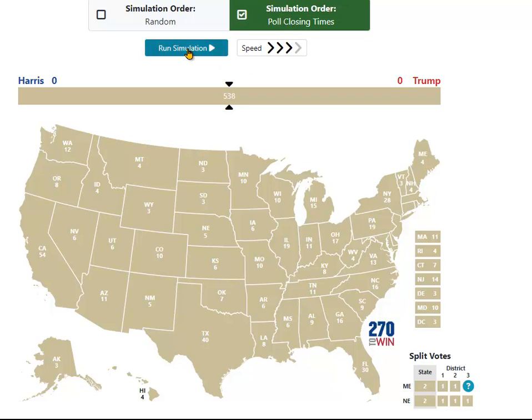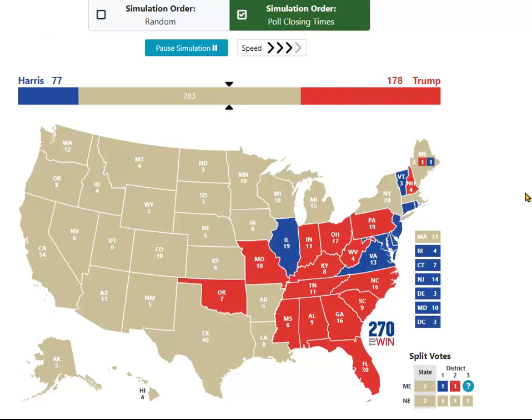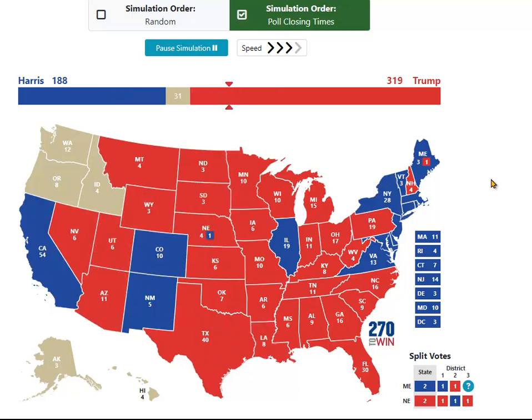When I run the simulation, you will see that it goes from the East Coast to the West Coast because of the different time zones. So here we go. This is all you have to do: run the simulation. And you can see these are the electoral college votes they get, so the number of electors, and Hawaii and Alaska come almost last. Kamala Harris would get these blue states here, and Donald Trump would get these red states here.